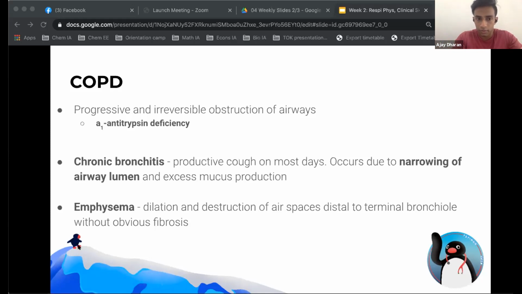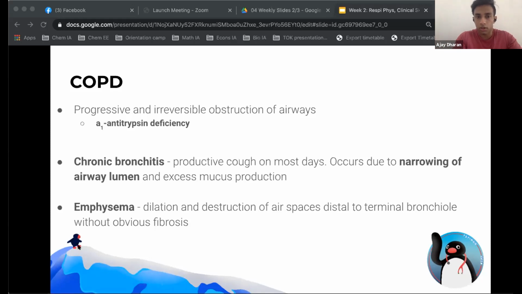In chronic bronchitis, it's basically a narrowing of your airway lumen, and you have excess mucus production. In emphysema, you have destruction of your airway spaces. So what happens in the overall context is that you have a decreased elastic recoil. Your airways are basically collapsing and you're trapping air. We've learned about air trapping in physio, right? So now imagine you have hyperinflation of your lungs because air is trapped. You've got increased airway resistance, and you've got airway collapse.